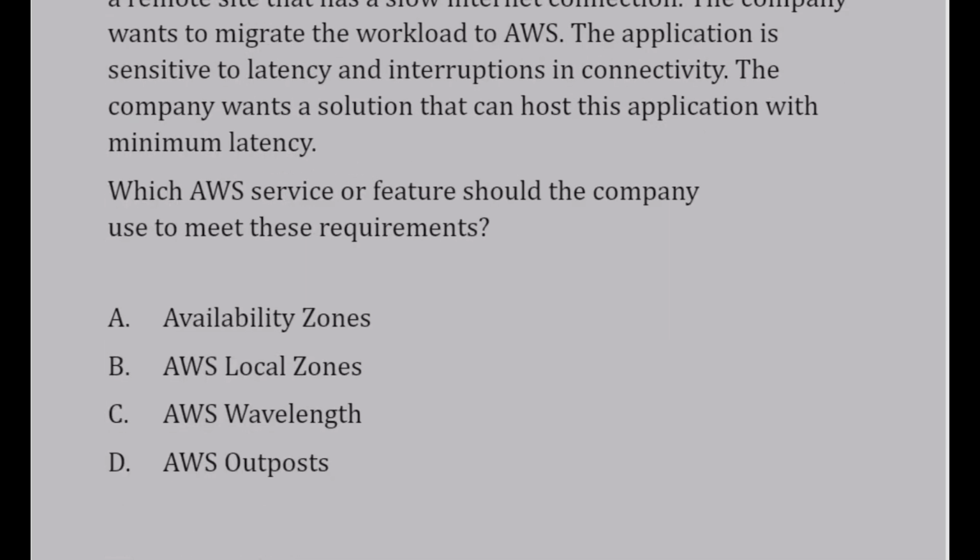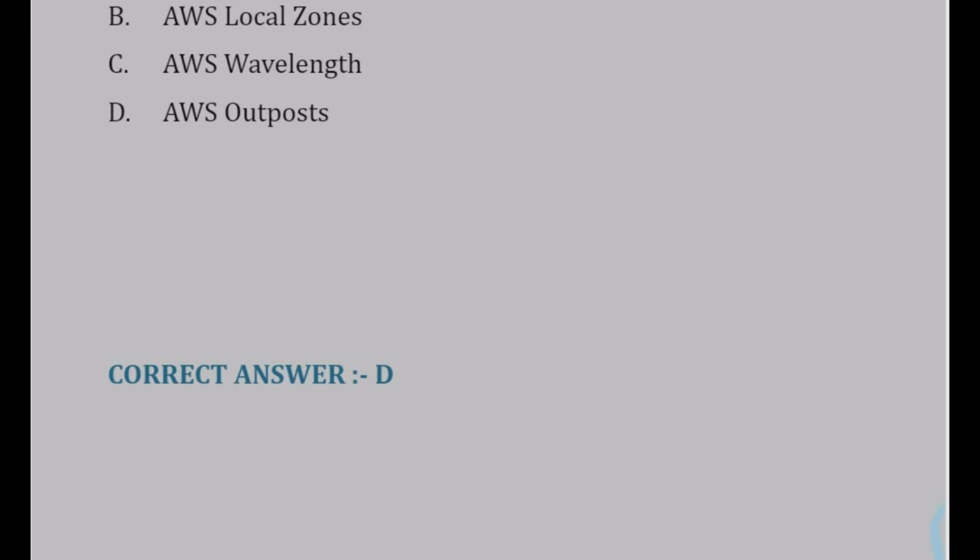Option A. Availability Zones. Option B. AWS Local Zones. Option C. AWS Wavelength. Option D. AWS Outposts. Correct answer is option D.